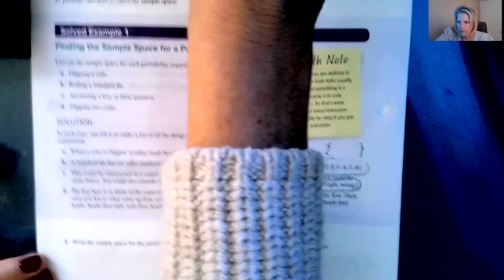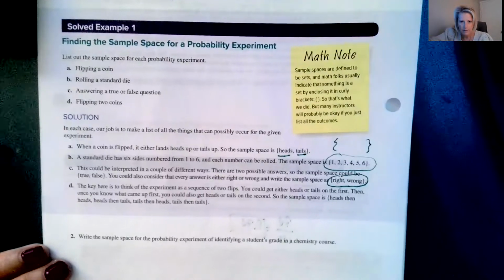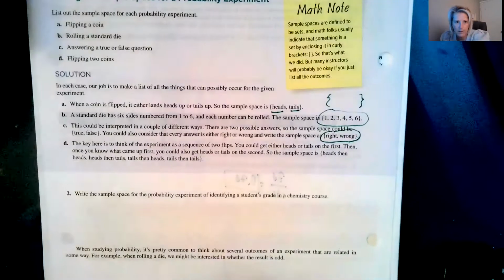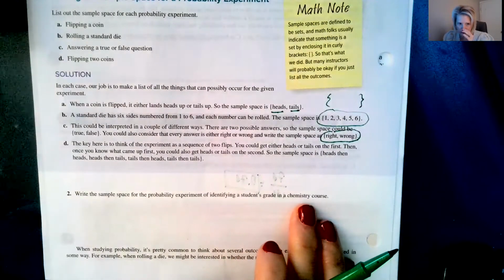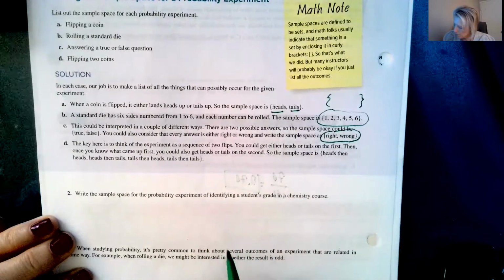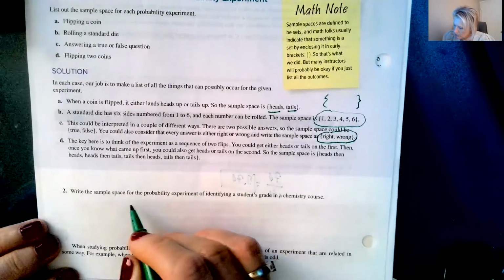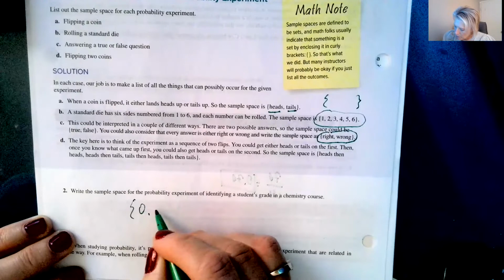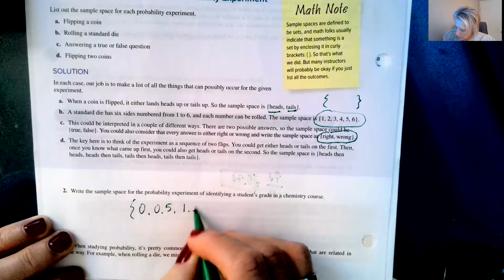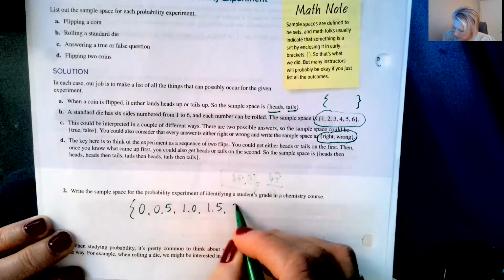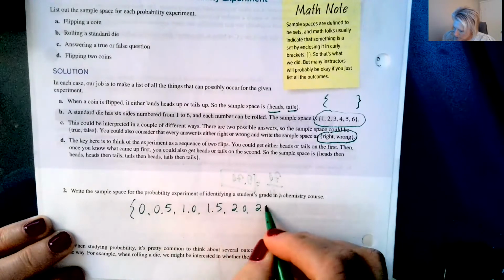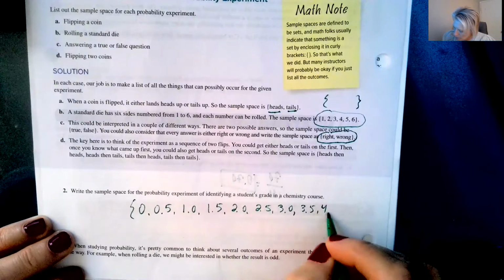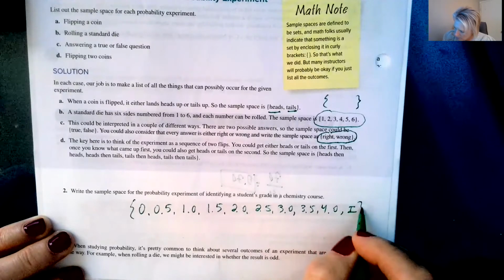So number 2 says, write the sample space for the probability experiment of identifying the student's graded chemistry course. So in a chemistry course, you could have a 0, a 0.5, a 1.0, a 1.5, a 2.0, a 2.5, a 3.0, 3.5, a 4.0, and you could also have an incomplete.